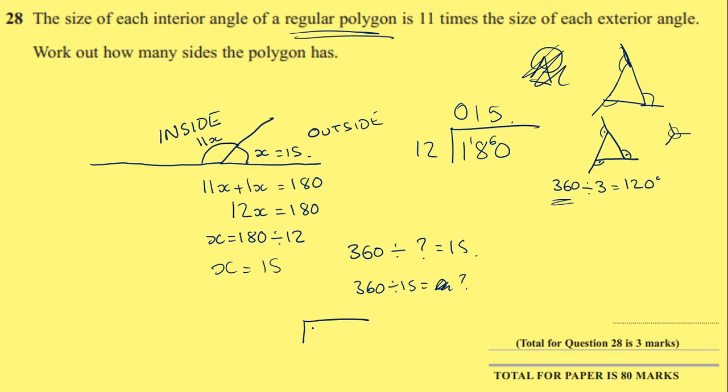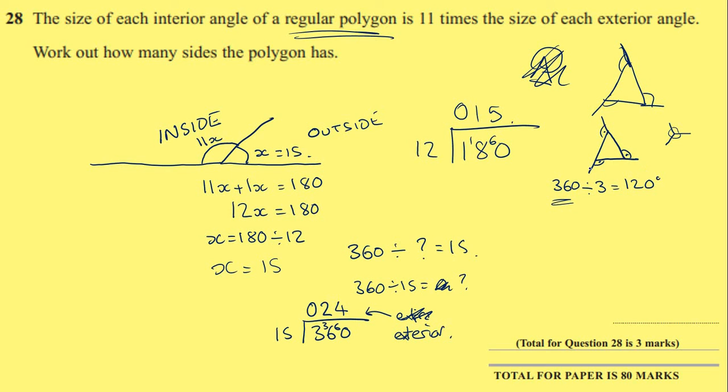So 360 divided by 15. How many 15s go into 3? None. How many 15s go into 36? 2, remainder 6. How many 15s go into 60? 4. And what that means is that you've got 24 of those exterior angles. There are 24 of them. They're all exactly the same.